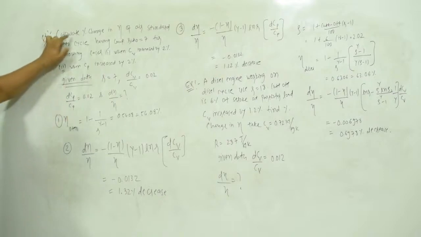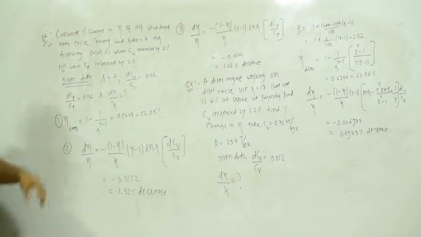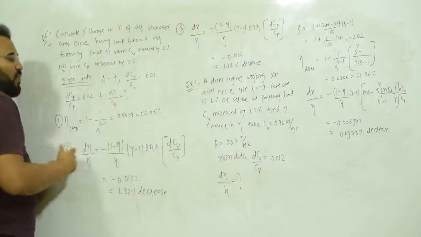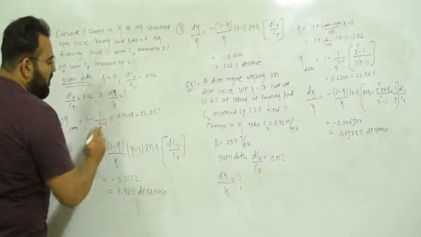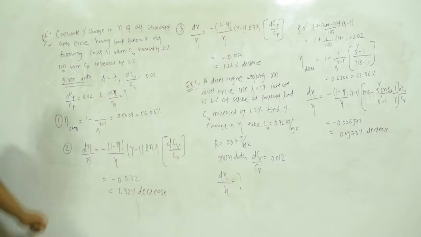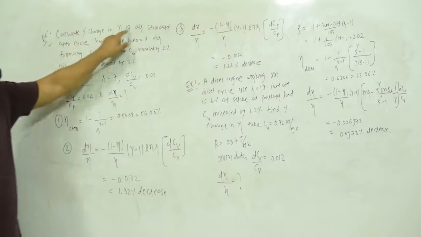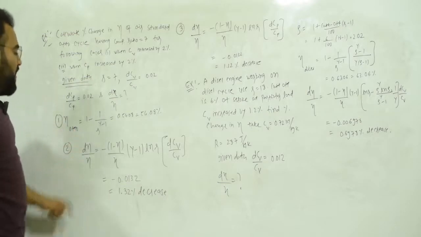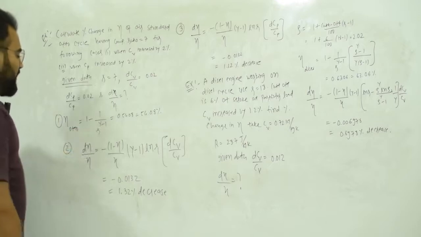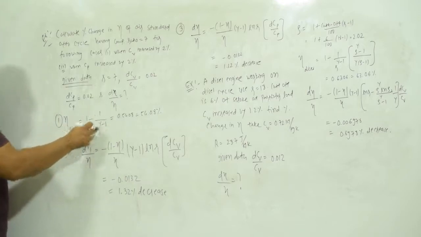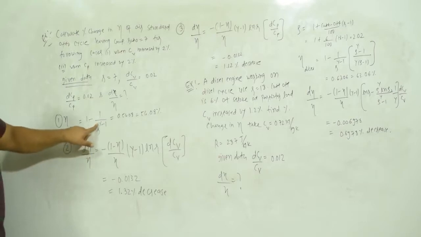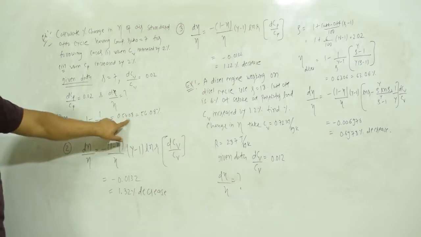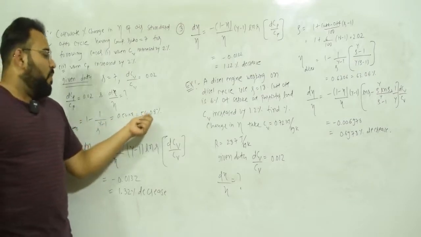We have to find the percentage change in efficiency for the two cases. Percentage change in efficiency means d eta upon eta, the change in efficiency upon original efficiency. That is what we have to find. First we need to know the efficiency of the air standard Otto cycle. The equation is 1 minus 1 upon R raised to gamma minus 1. With R as 7 and gamma 1.4, find the value and you will get 0.5408, which in percentage is 54.08%.